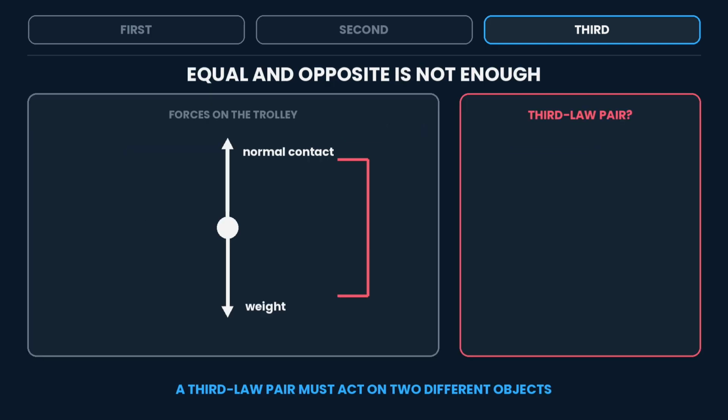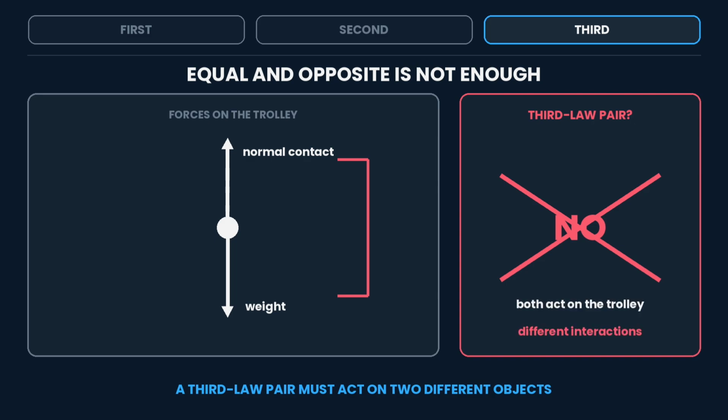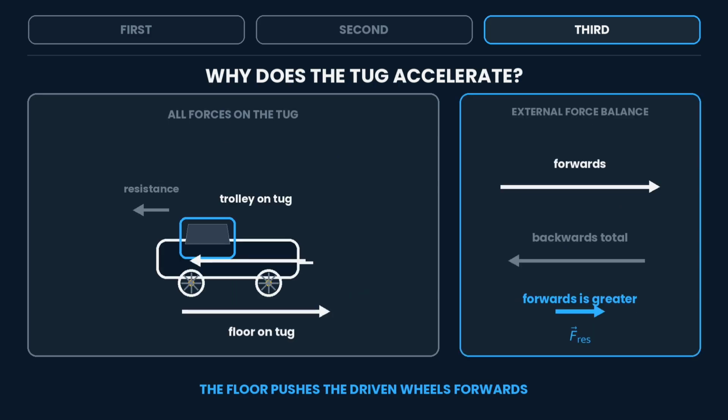And this exposes a common mistake. Weight and normal contact on the trolley may be equal and opposite, but they are not a third law pair. They both act on the trolley and come from different interactions. Why does the tug accelerate? On its own diagram, the floor pushes the driven wheels forwards. This is greater than the backwards pull from the trolley and the tug's resistance, leaving a forward resultant.